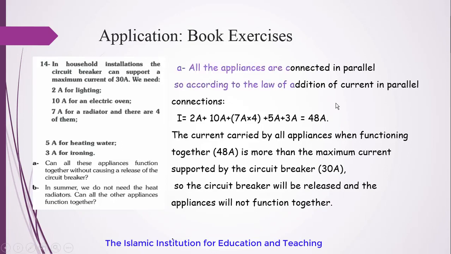Here the appliances are connected in parallel, so according to the law of addition of current in parallel connection, the current is additive, so the main current is equal to the sum of all the currents of these appliances, which is 2 plus 10 plus 7 times 4 because we have 4 radiators, plus 5 ampere plus 3 ampere, so the total will be 48 ampere. Now we will compare this main current value to the one supported by the circuit breaker, so it is more than the maximum current supported by the circuit breaker, so the circuit breaker will be released and the appliances will not function together.